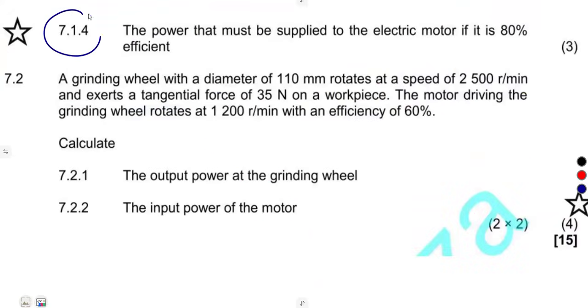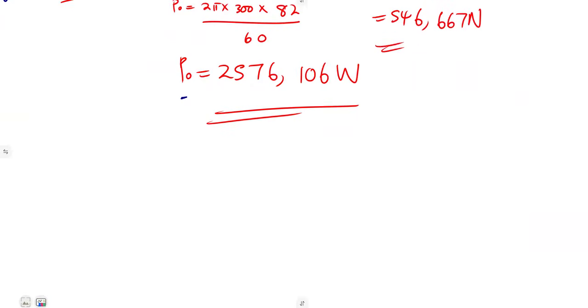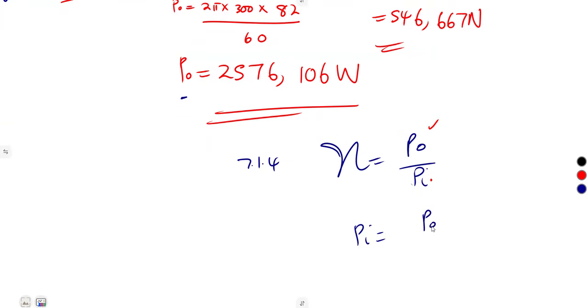Then 7.1.4, the power that must be supplied to the electric motor. The power affecting the motor is the input power. If you are given 80% efficiency, we can take advantage of the output power. Since we have that output power, we can use efficiency, since efficiency is output over input. The output, we have it. This is what we need, the input. So the input is going to be output over efficiency.